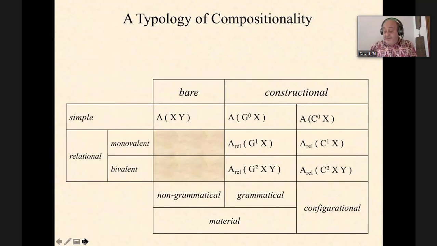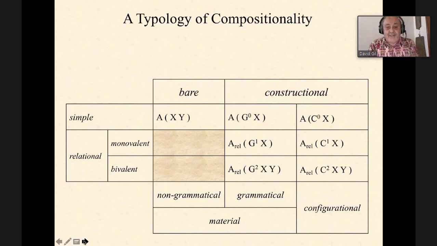So what I'd like to do is present a typology of compositionality, which is given in this table, which I will dwell on in some detail and explain. And basically, the rest of this talk will consist of exemplifying the cells in this table with examples from human language, and to the extent that this is possible, from systems of animal communication. So what we see here on the horizontal, the columns distinguish between bare and two types of constructional compositionality. So the middle type with the G's is constructional compositionality, which contains a grammatical morpheme.